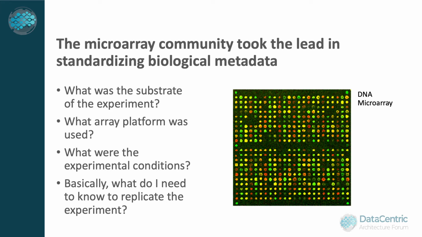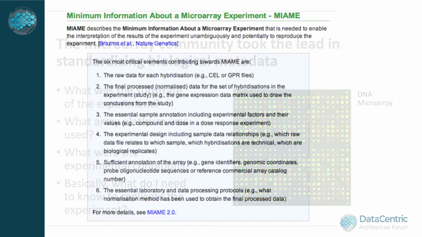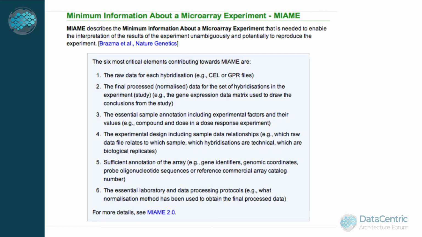The gene microarray community got together and said, look, we're putting all these data online, but we need to understand what the data are. We need to understand what's the substrate of the experiment, what array platform was used, what were the experimental conditions. Basically, what do I need to know in order to replicate this experiment? And so what the microarray people did is to say, look, we can't just put our data online. We have to have metadata that conform to a very well-defined structure. They created something called the Minimal Information About a Microarray Experiment, or MIAME. And MIAME basically lists all the things that ought to be in metadata that would allow somebody else to figure out what experiment was actually performed.